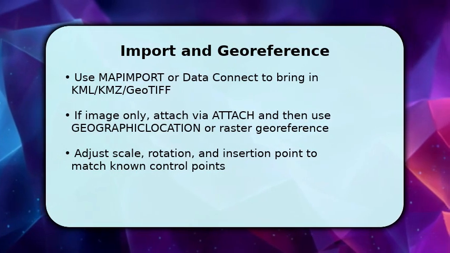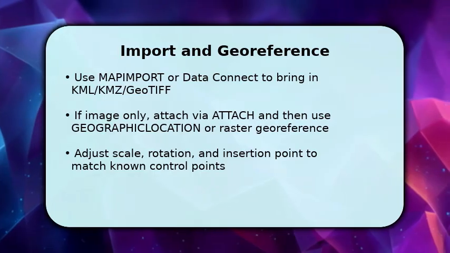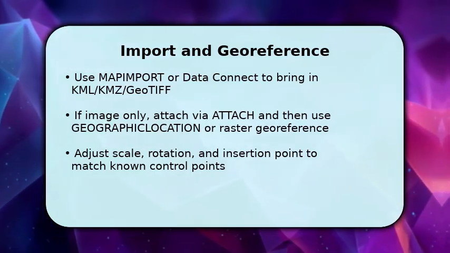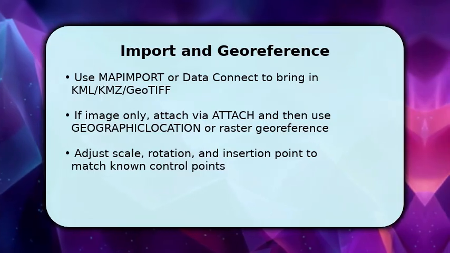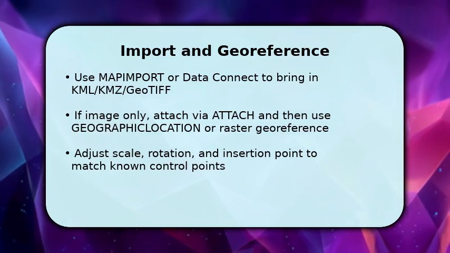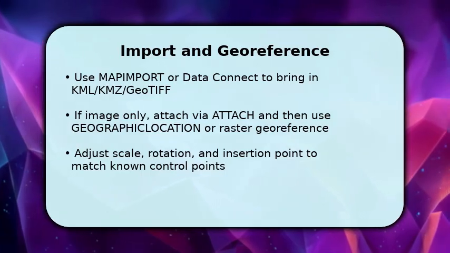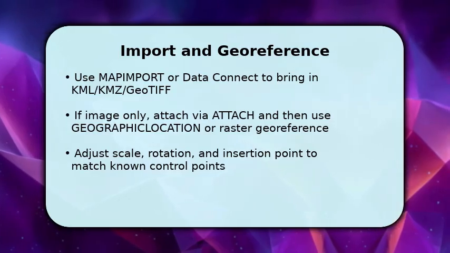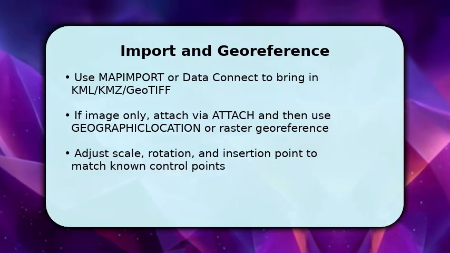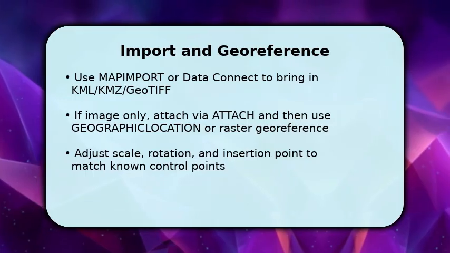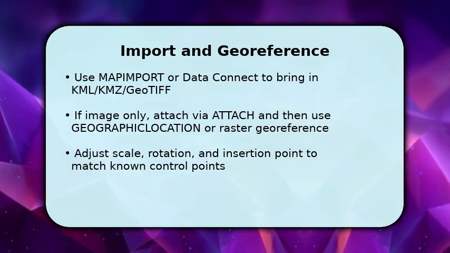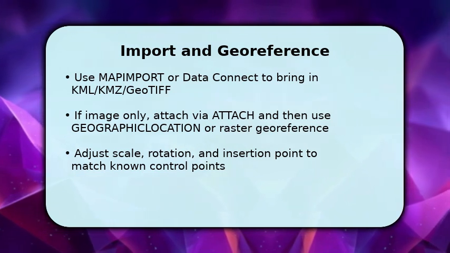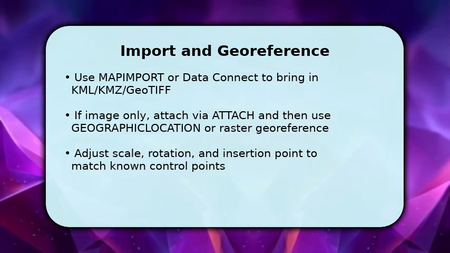Next, bring the file into AutoCAD. Use Map Import for KML/KMZ or Data Connect for GeoTIFF. If you only have a PNG/JPG, attach it with the ImageAttach command and then georeference. You'll use known coordinates or reference points to scale and rotate the image precisely. Once the raster or vector import is in place, run the align or georeference routine, pick control points in the drawing and the source, and verify units and scale so features sit exactly where they should on your coordinate grid.